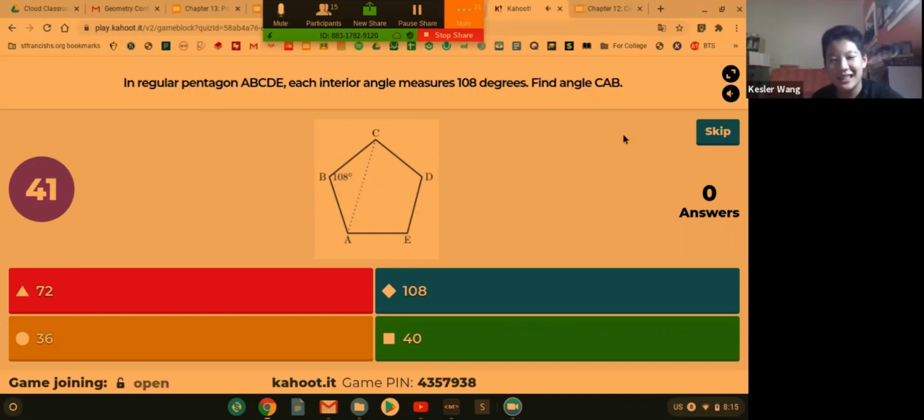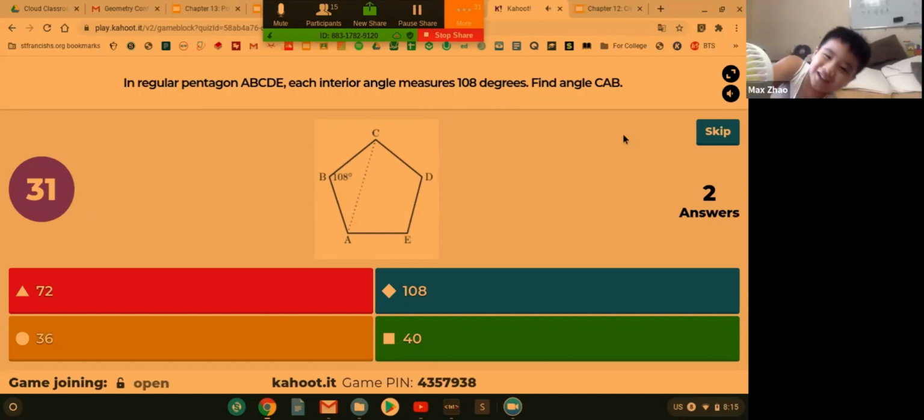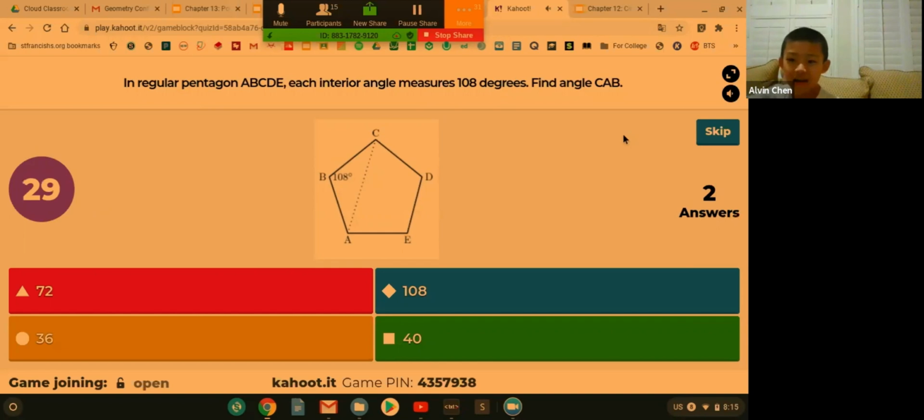Wait a minute. If each interior angle measures 108 degrees, isn't CAB still 100 degrees? Sure, choose 108 degrees. You'll get it wrong. I know.